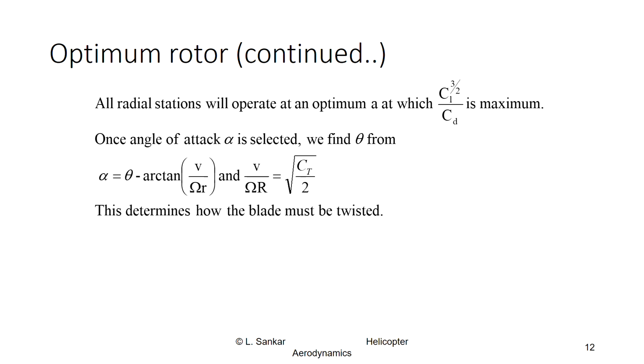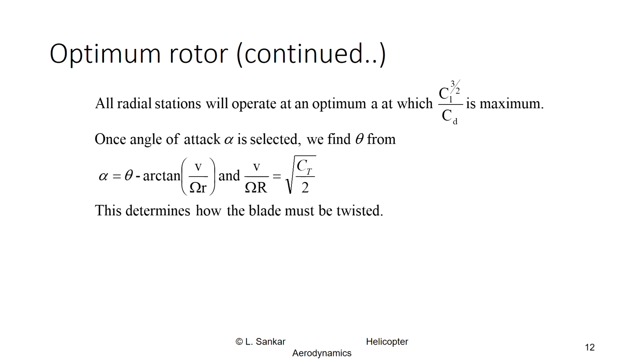How about the induced velocity? Because now it is uniform inflow, we can go back to our actuator disk model, which is v over omega capital R is square root of CT over 2. So this is how you will twist the blade. You select an alpha that maximizes CL raised to the power 3/2 over CD, then use it in this expression to solve for theta. So this is the blade twist distribution.